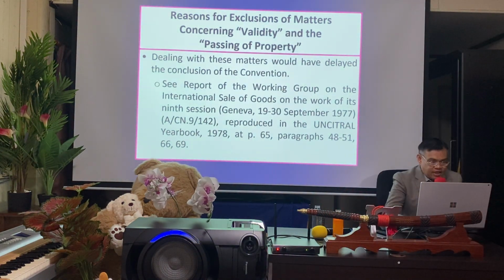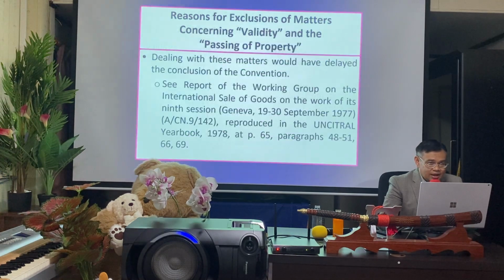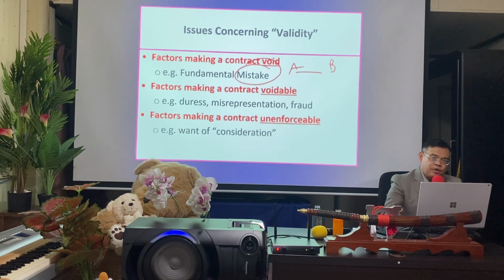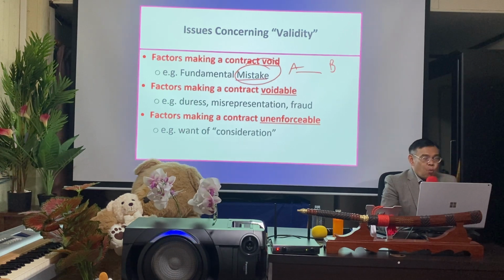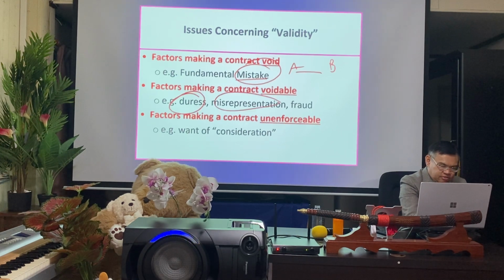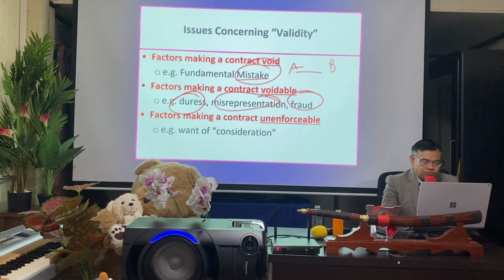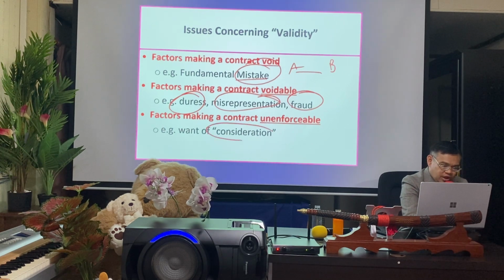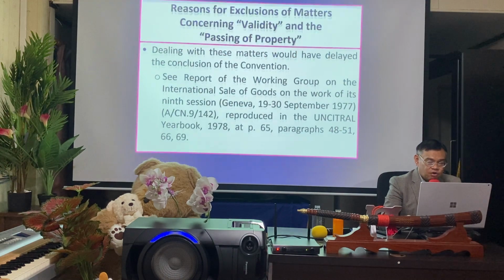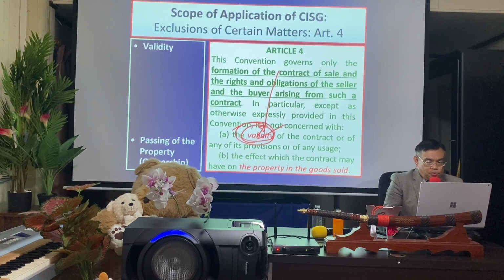The CISG places matters dealing with validity outside its scope of application. When we talk about mistake, whether or not the contract between A and B is void or voidable on the ground of mistake, or voidable on the ground of duress, misrepresentation, or fraud, or whether this contract was enforceable or unenforceable due to the lack of consideration, all these matters are considered as concerned with the validity of a contract, so those matters do not fall within the scope of application of the CISG.